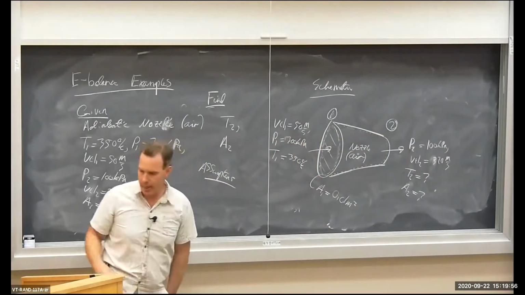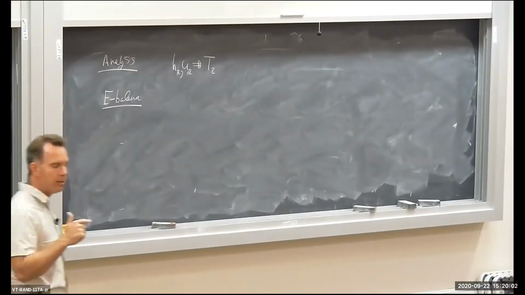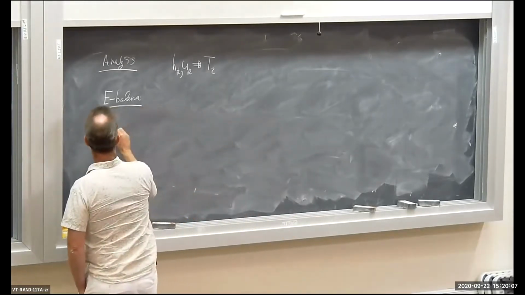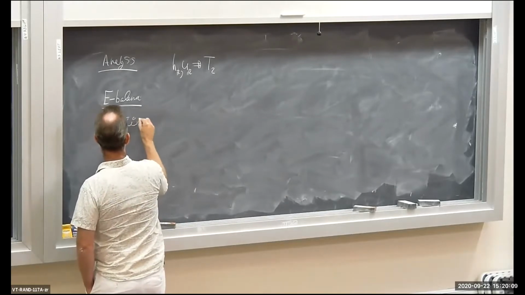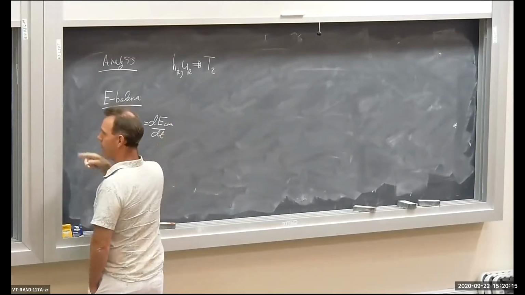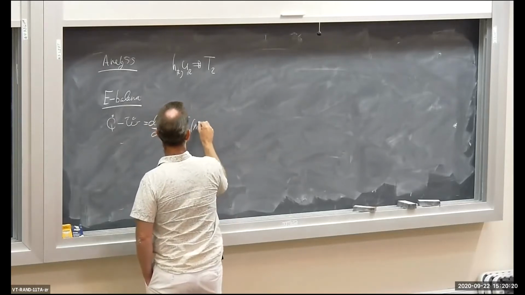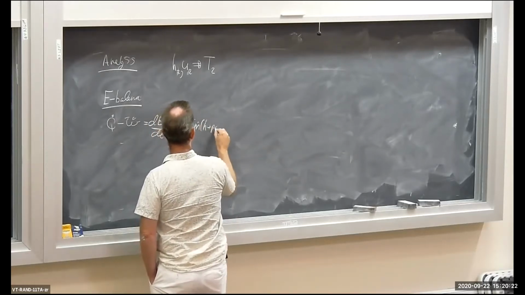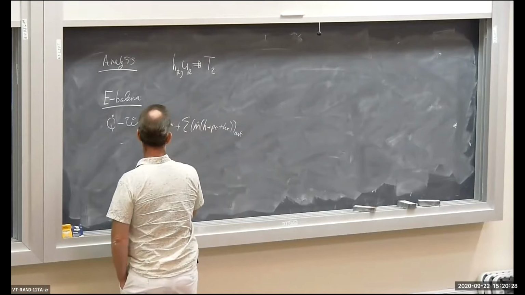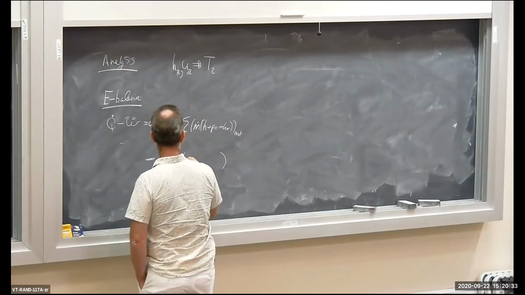Okay, so let's write down the energy balance. Closed system or open system? We have an inlet and an outlet, so it's going to have to be an open system energy balance. Q dot minus W dot is equal to dE_CV/dt, the time rate of change of energy within our nozzle, plus the sum of m dot times (H plus PE plus KE) summed over all outlets, minus the same thing summed over all inlets.